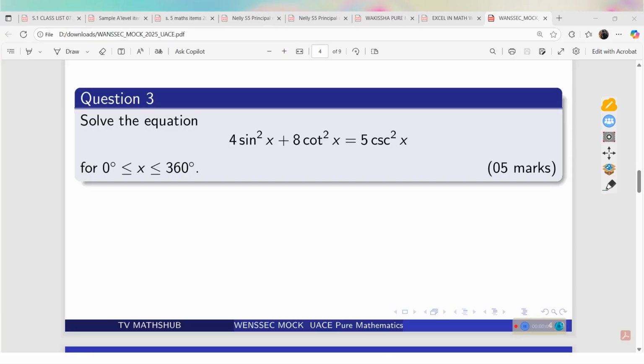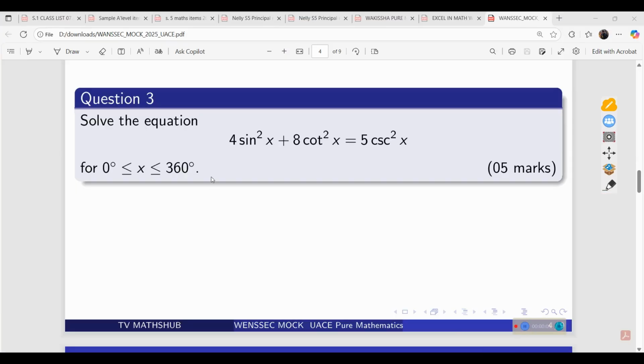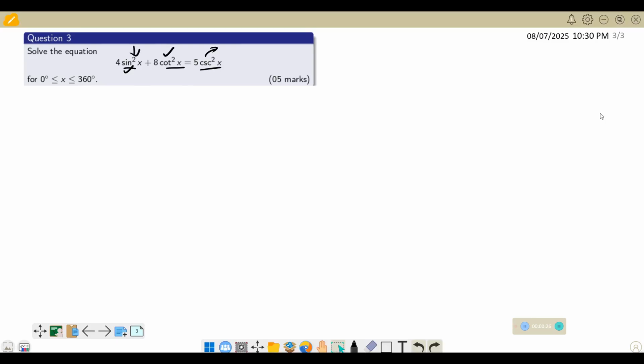Let us now look at question number 3, which says we need to solve the equation 4 sine squared of x plus 8 cot squared of x equals 5 cosec squared of x, for the values of x which range from 0 less than or equal to x less than or equal to 360 degrees. So we shall look at the solution to this given equation.